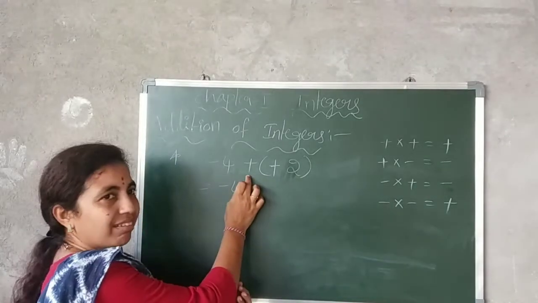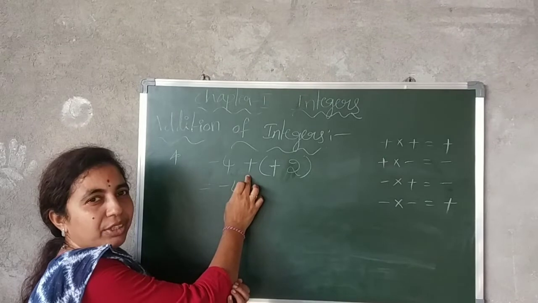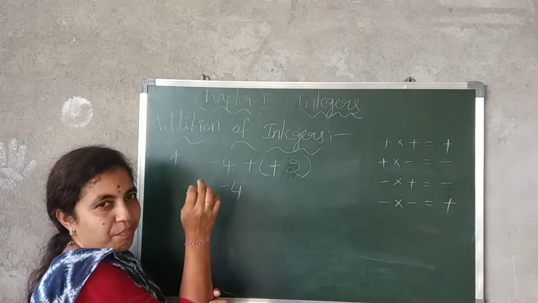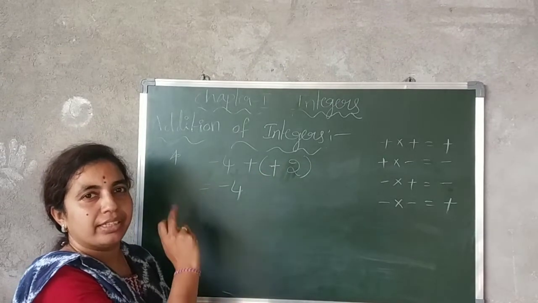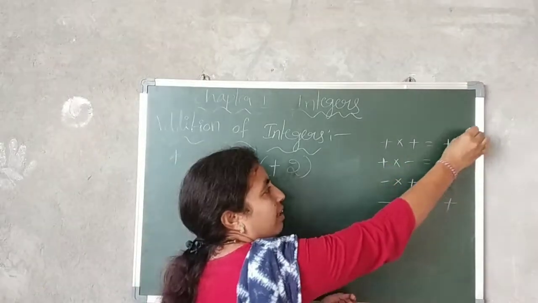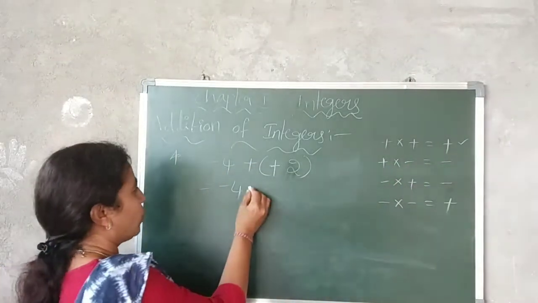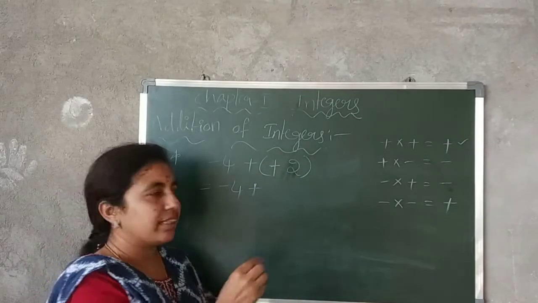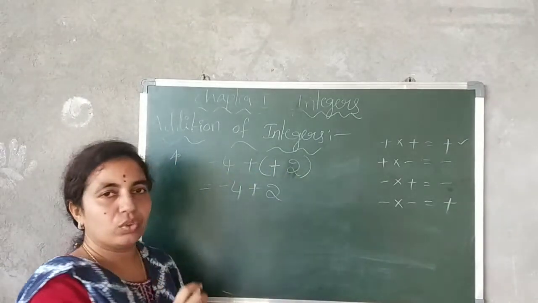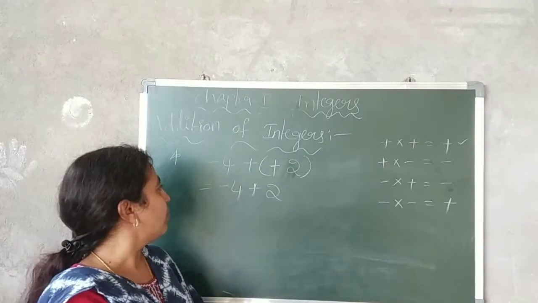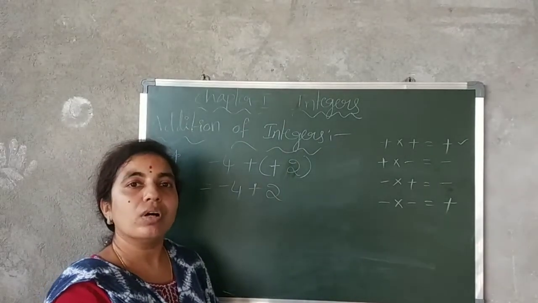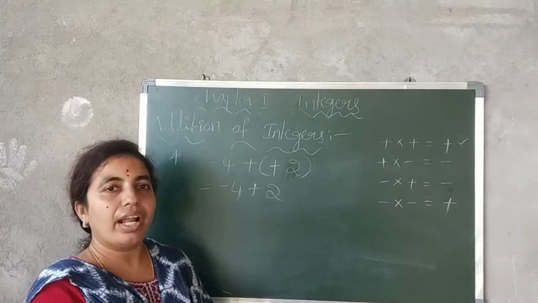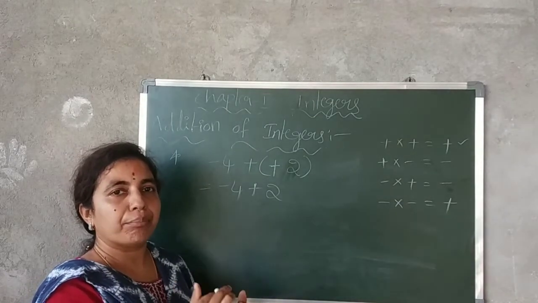Then coming to the bracket, what do you have here? On both sides of the bracket you have two plus signs. When you have two same signs, what will you get? See here, you will get plus. So write here plus. And then what is the number we have here? It's nothing but 2. So after removing the brackets, what do we get? Minus 4 plus 2. Now we should solve this using number line.